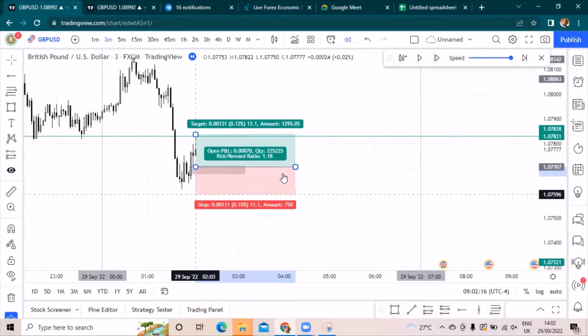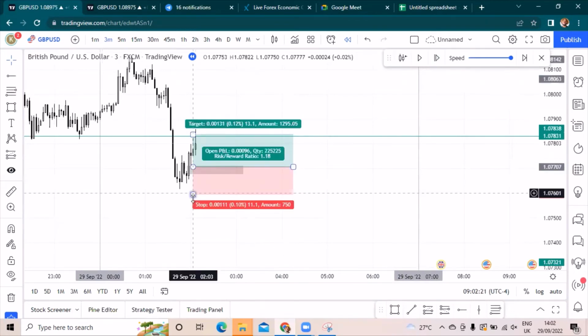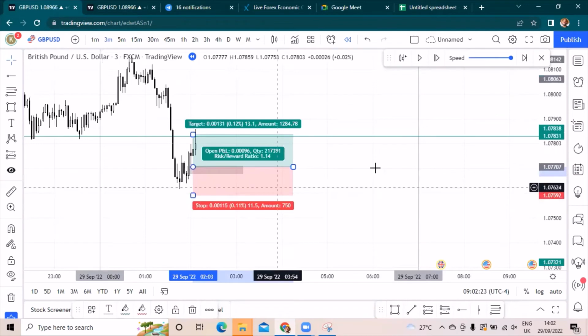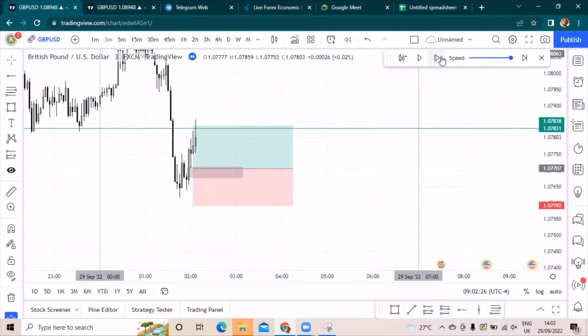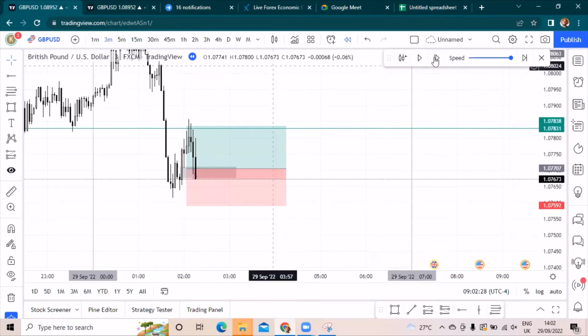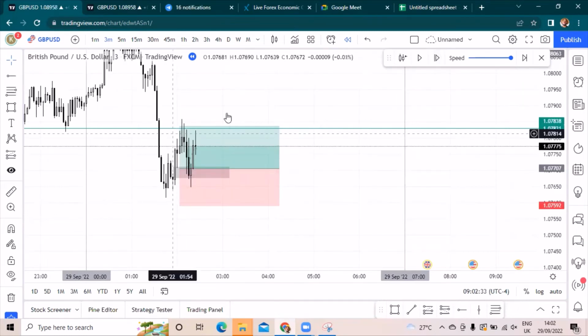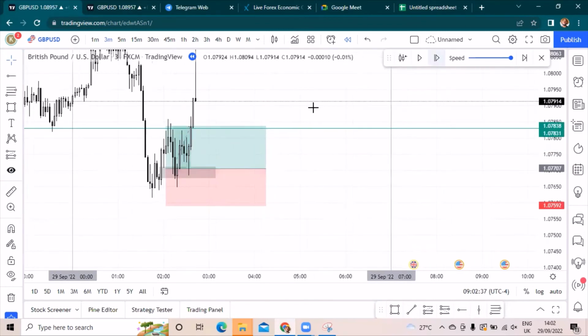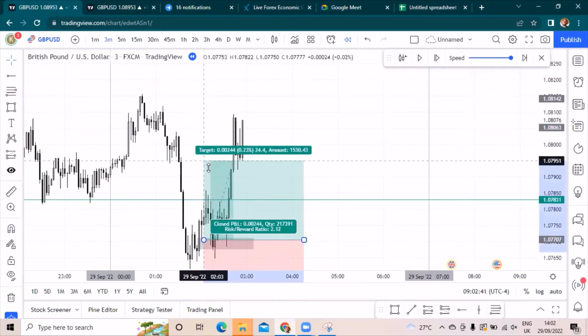My entry was right there. My stop loss was down, and my stop loss was 11.5 pips. So we tapped in, right? And then went up. 1:1, which was my take profit, was not hit yet, but then we smashed it and straight out smashed TP2.